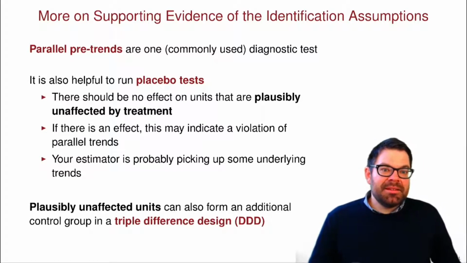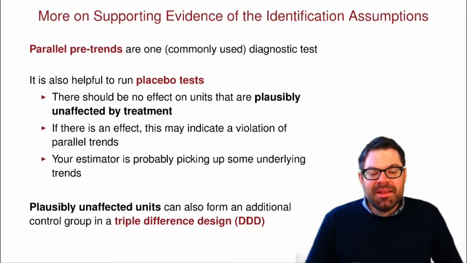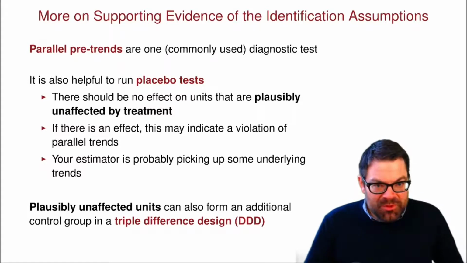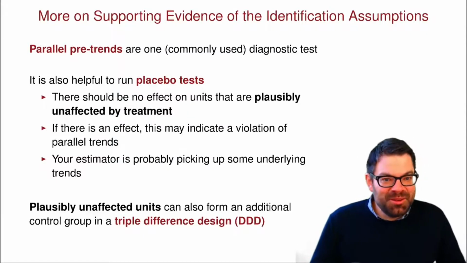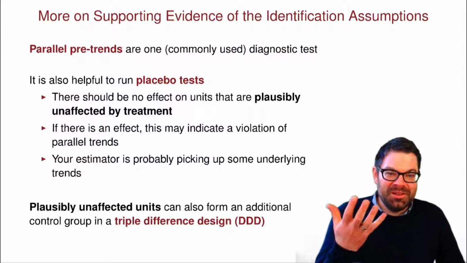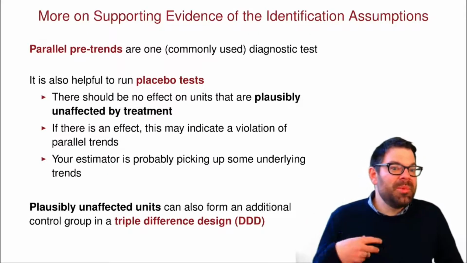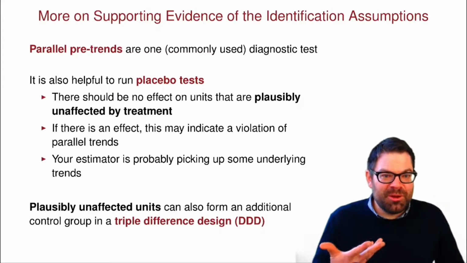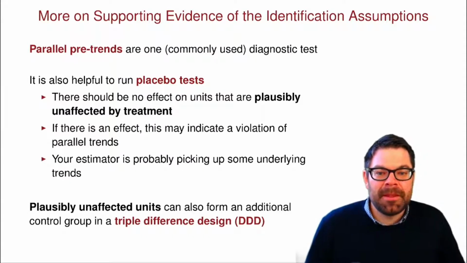Another thing that is very, very important to do in any study is to run placebo tests. Okay, so you basically run the same model, but you use units that are plausibly unaffected by the treatment. And if you then find significant results that are similar to what you're getting out of your main result, then this means that your estimator probably picks up something else that you're not aware of. But it's hard then to justify a causal interpretation.